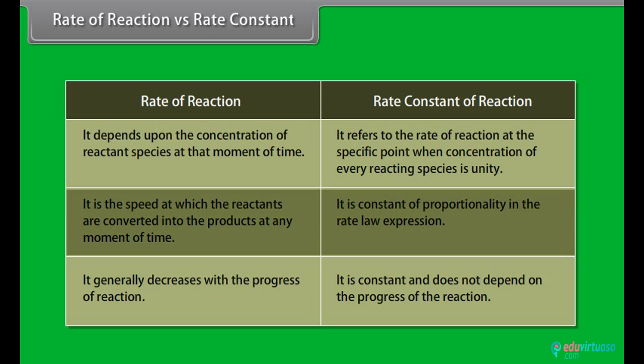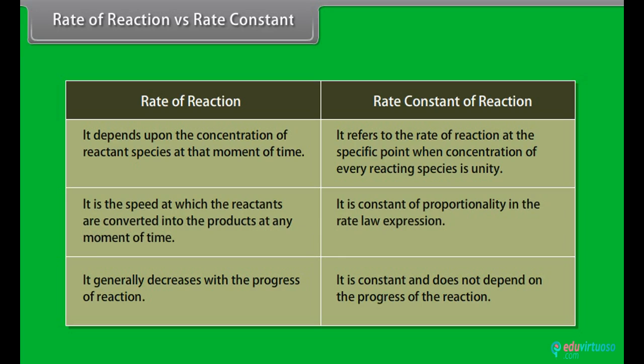Rate of reaction is the speed at which the reactants are converted into the products at any moment of time, while rate constant of a reaction is the constant of proportionality in the rate law expression. Rate of a reaction generally decreases with the progress of the reaction, whereas rate constant of a reaction is constant and does not depend on the progress of the reaction.